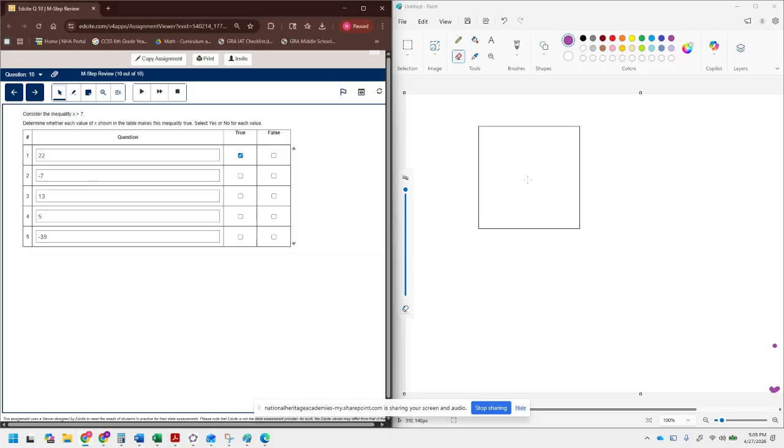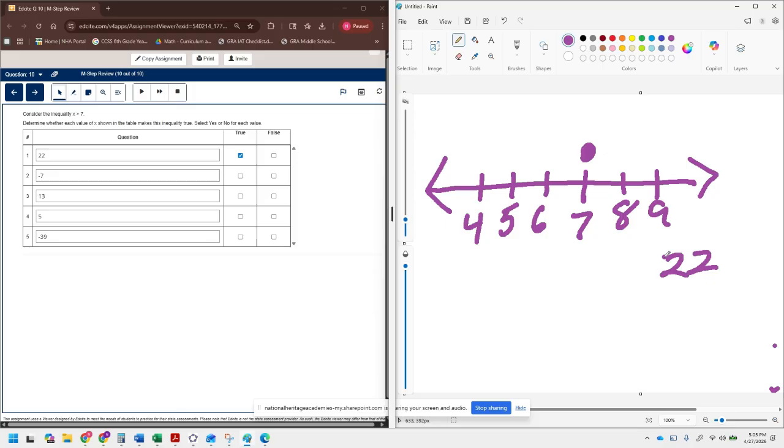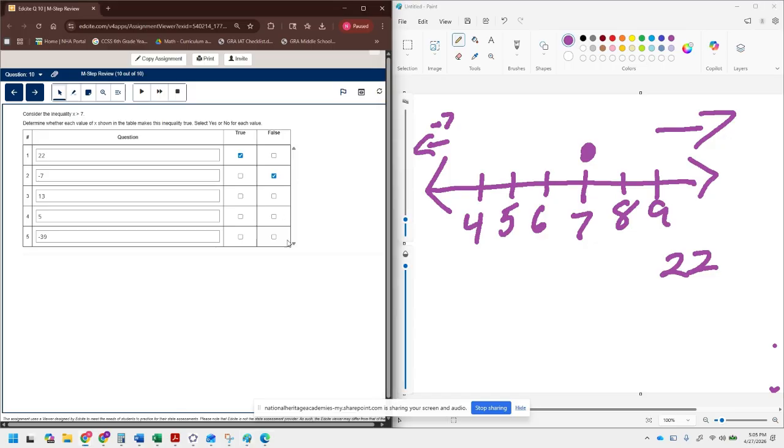Okay, so a number line, again, very helpful. So we've got 7 here. Okay, so here's where we are. Well, 22 is way out this way. That's bigger. -7. Well, -7 is that way. So no, it is not bigger than 7. 13. Well, 13 is this way. So yeah, it's bigger than 7.